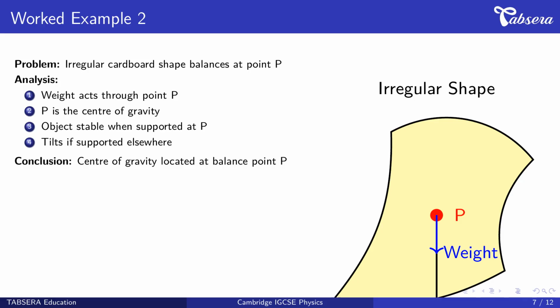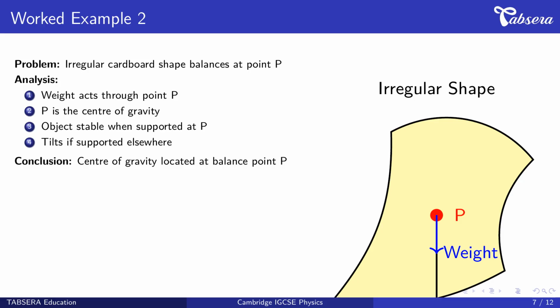The weight of the entire object acts through point P. This is the fundamental principle of centre of gravity. Second, apply the definition. Point P must be the centre of gravity because this is where the object balances. Third, understand the stability. The object remains stable when supported at P because the weight acts directly through the support.